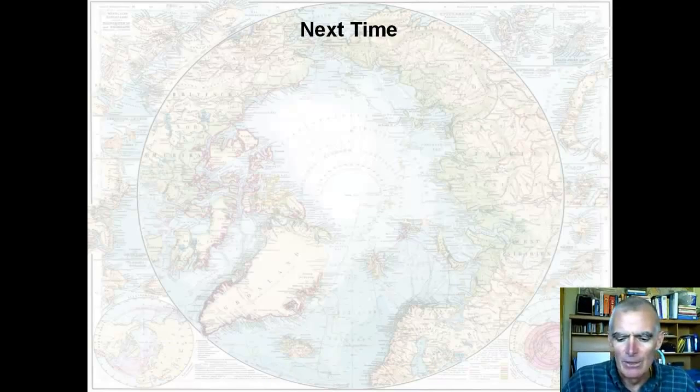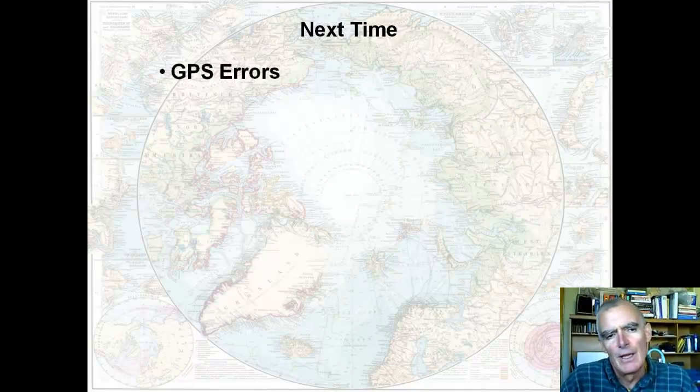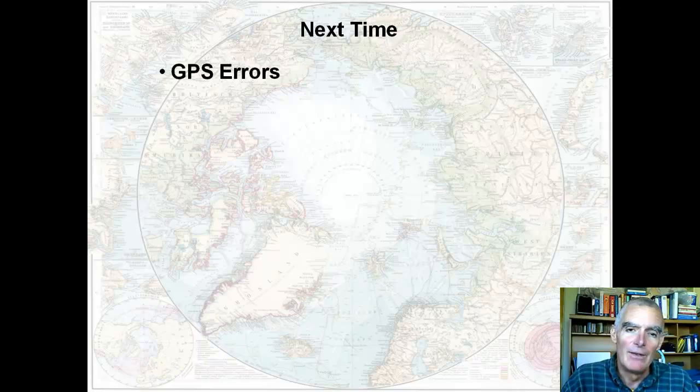Okay, next time I need to talk about GPS errors. The signal that comes from the satellite can get distorted in ways that make the signal not quite as exact as you might like it, and so those errors can be corrected. And in the next video I'll talk about how you can correct those errors.